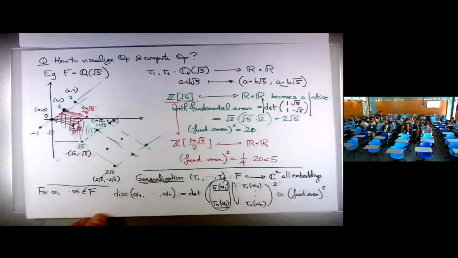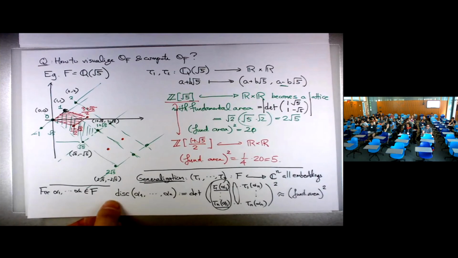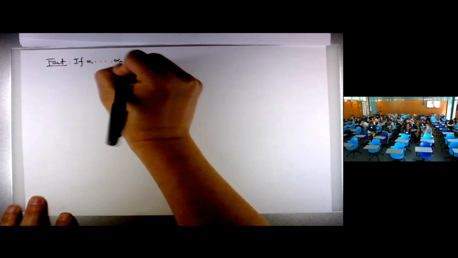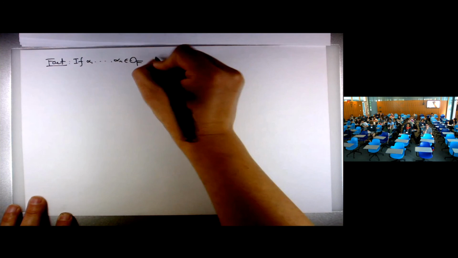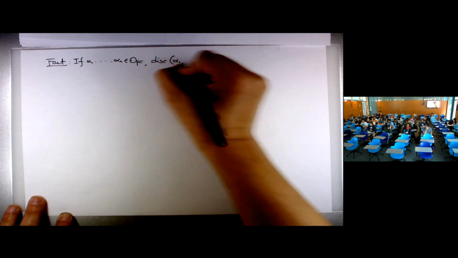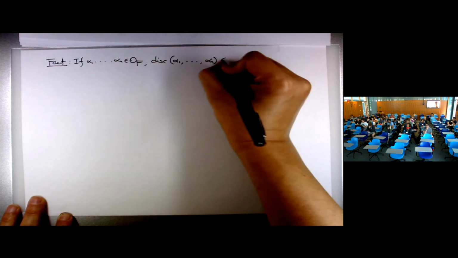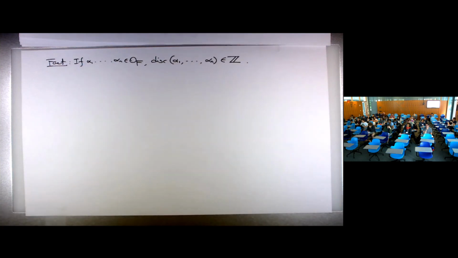Any questions? I know this is somehow the difficult point of the first lecture. Okay, good. Very nice. So now, here's a fact. If alpha 1 through alpha n are actually in the ring of integers, then this discriminant is actually an integer.